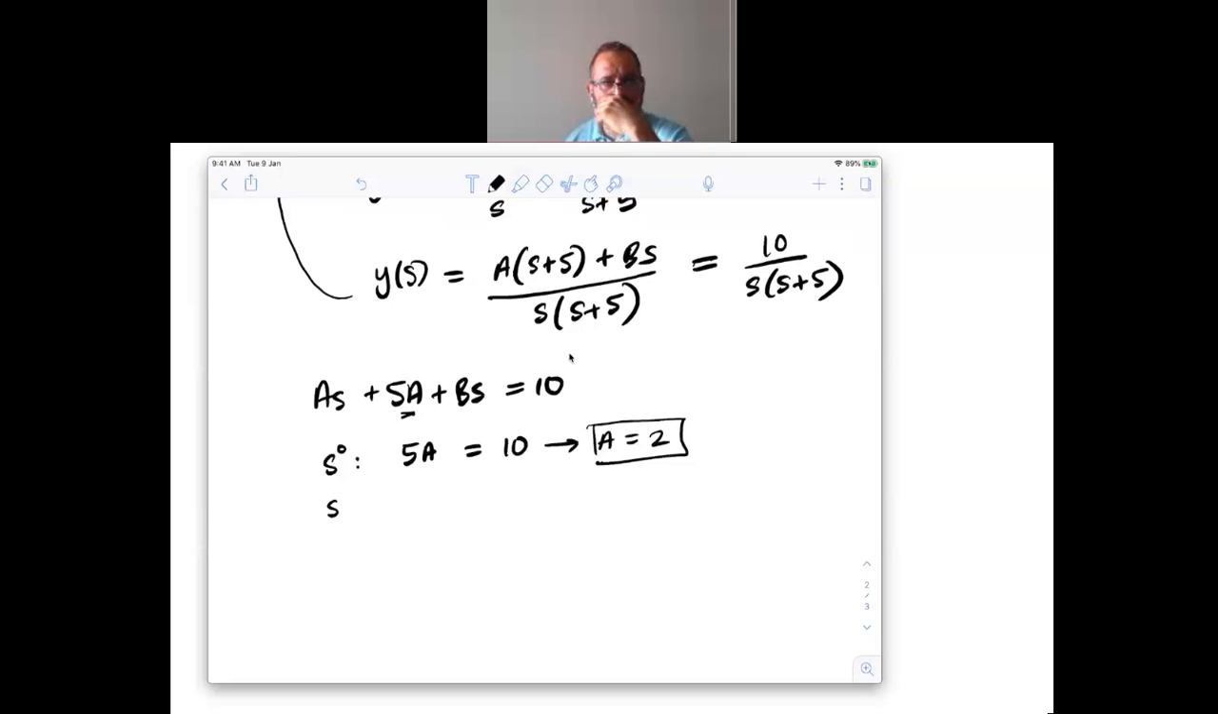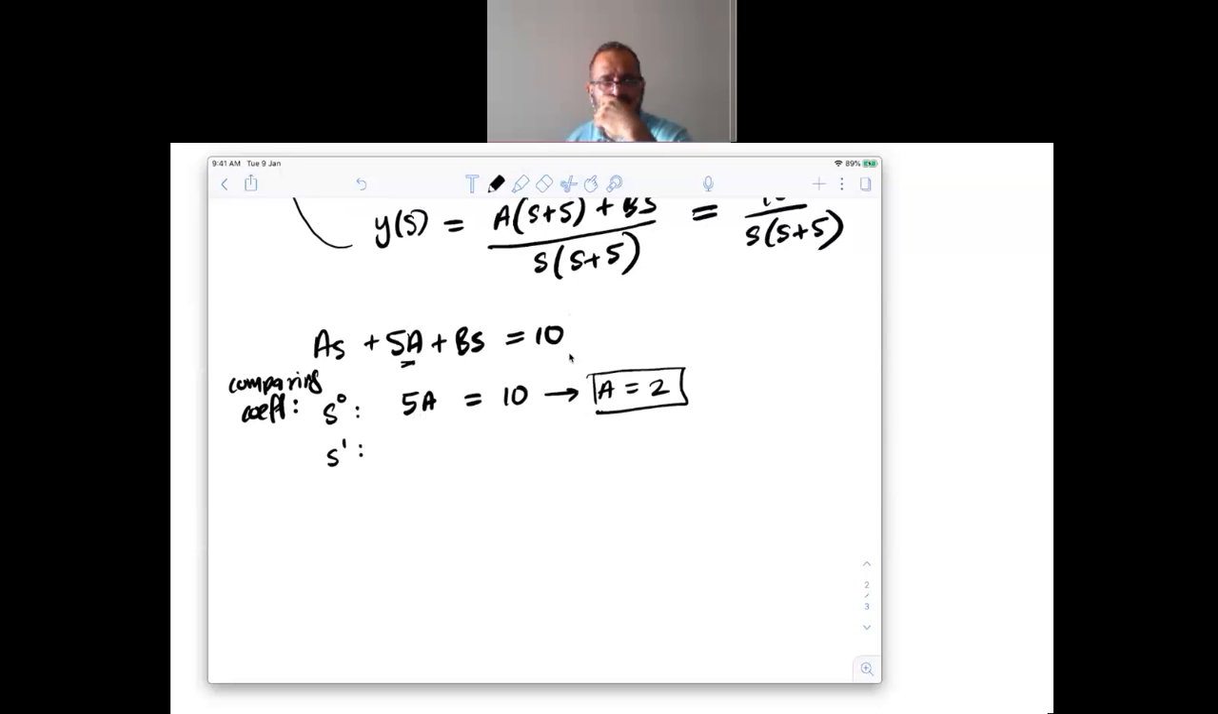This is comparing coefficients. Then if I compare the coefficient of s to the power of 1, on one side I will have as plus bs, and on the other side I will have 0, because there's no term in s to the power of 1 on the other side of the equation. So look at this equation and do the comparing of coefficients. From that, I find that a is equal to minus b.